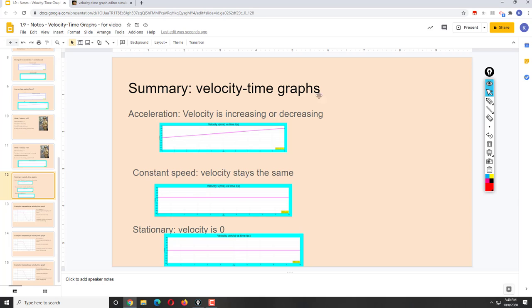Summary. So when we have acceleration, the velocity is increasing or decreasing. When we are moving at a constant speed, velocity stays the same. If we're stationary, the velocity is 0. The difference between these two graphs is hard to see, but here the velocity is 10. Here the velocity is 0.